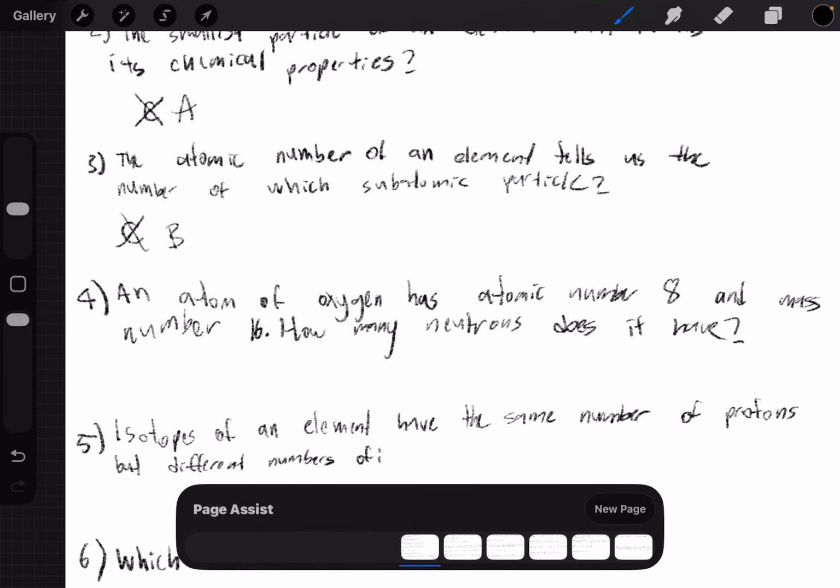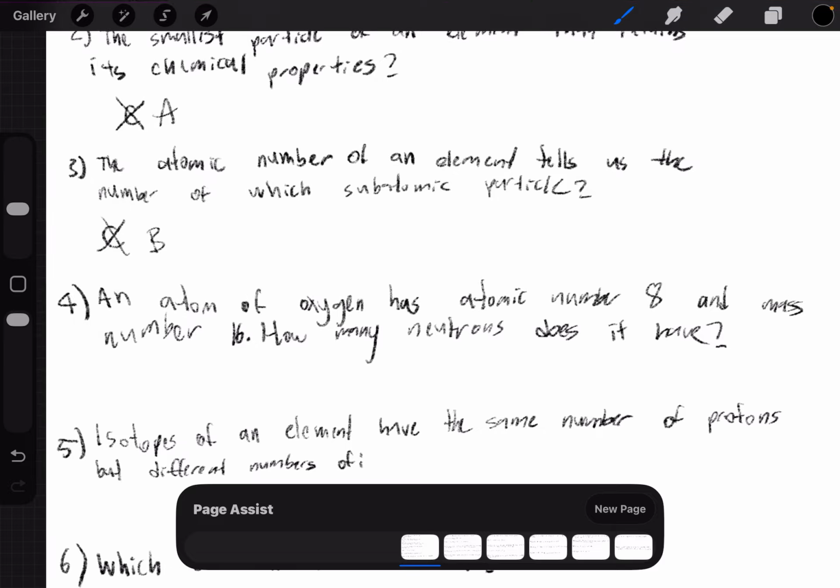Number 4, it says, an atom of oxygen has atomic number 8 and mass number 16. How many neutrons does it have? For this question, I wrote B, which is 16, but it's actually wrong, and the real answer is A, which is 8.